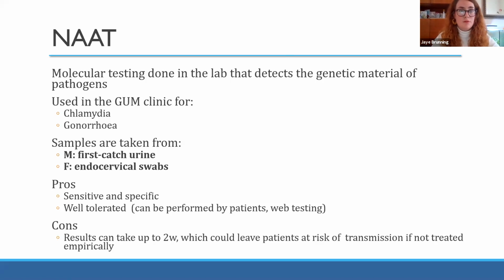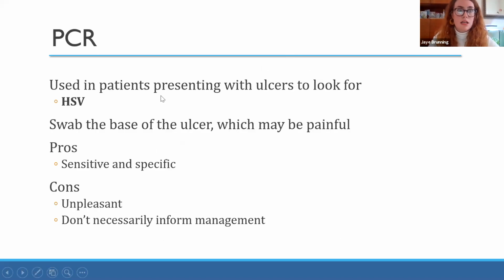On to the next type of testing, which is PCR. Again, a molecular genetic test, and it's used for patients presenting with ulcers to look for herpes simplex virus. You swab the base of the ulcer, and you have to go quite deep into the ulcer, which can be really painful.